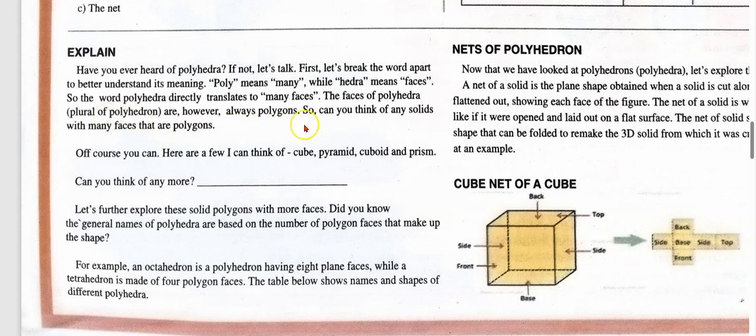So, can you think of any solids with many faces that are polygons? Of course you can. Here are a few I can think of: cube, pyramid, cuboid, and prism. Can you think of any more? Let's further explore these solid polygons with many faces. Did you know that the general names of polyhedra are based on the number of polygon faces that make up the shape? For example, an octahedron is a polygon with 8 plane faces, while a tetrahedron is made up of 4 polygon faces. The table below shows names and shapes of different polyhedra.